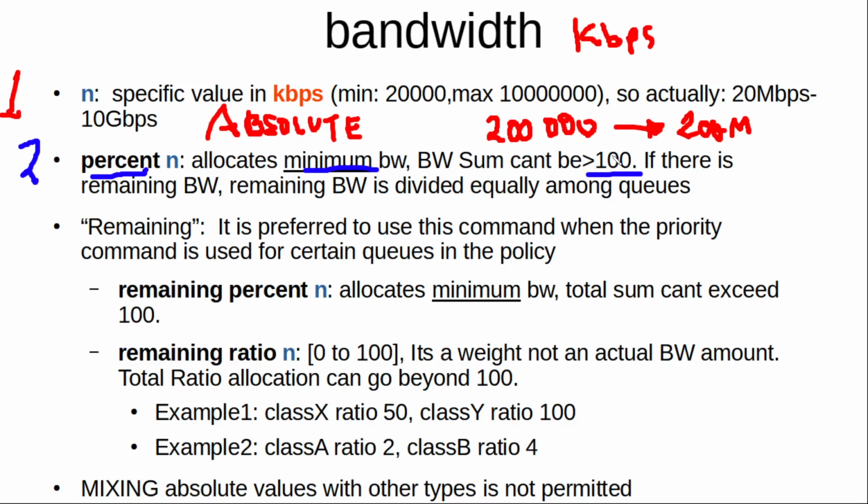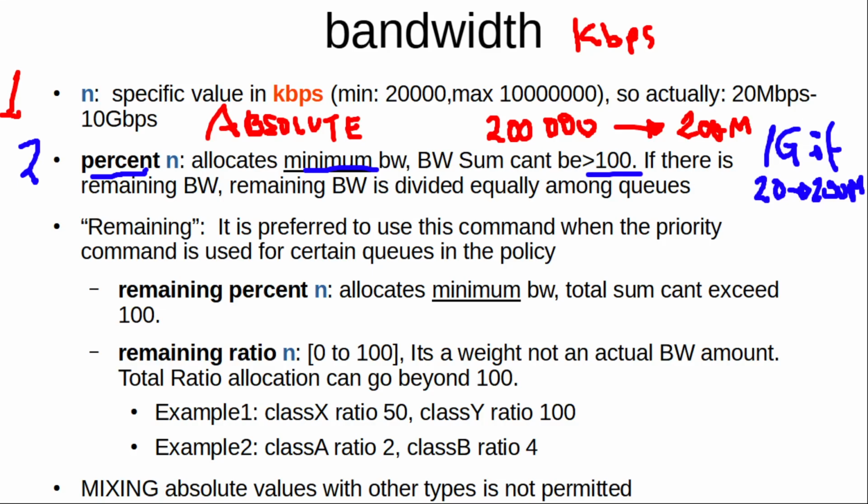So for instance, if you wanted to allocate 200 megabit per second to a class in a 1 gigabit per second interface, then you will use the number 20%, 20, and this will get evaluated into 200 megabit per second.